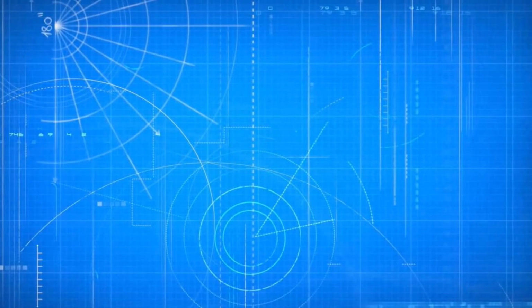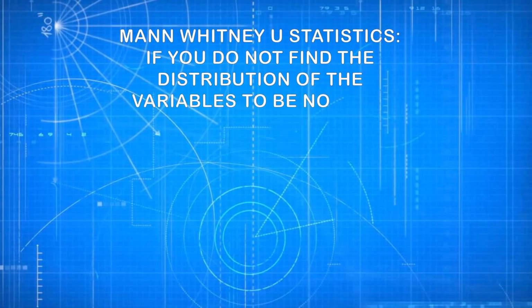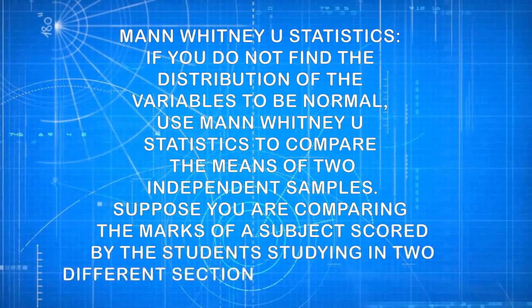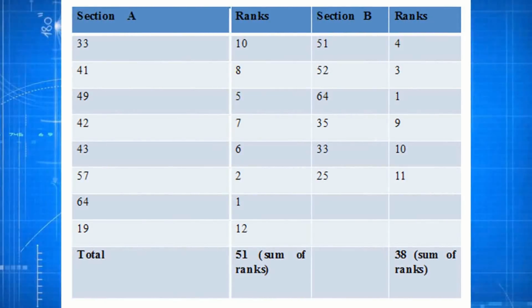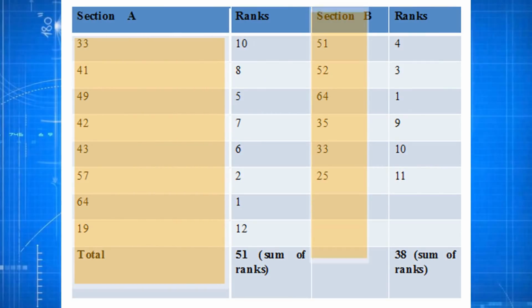Now, coming to Mann-Whitney U statistics. Mann-Whitney U statistics is done to compare the mean, but here we apply it only when the distributions are not normal, they are asymmetrical. Let me give an example. Suppose a researcher wishes to compare the mean marks scored by the students in 2 different sections, section A and section B. So, you record the marks scored by the students of section A and also the marks scored by the students of section B.